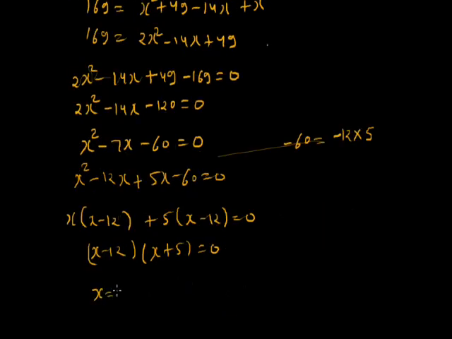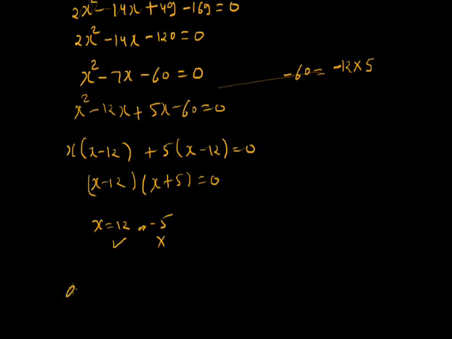So either x equals 12 or x equals minus 5. So minus 5 is not possible, because the distance is always positive. So the value of x is 12. So the altitude is x minus 7, that is 12 minus 7, that is equal to 5, and the base is equal to x. The value of x is 12. So the base is 12. So these are the answers. The other two sides of the triangle are 5 and 12 centimeter.